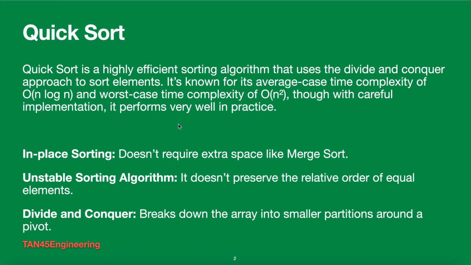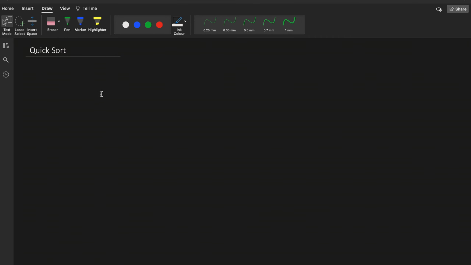What is a pivot? I'll go through it with an example. Let's say we have 10 7 8 9 1 5. Each time, quicksort picks a pivot. Let's say it picks 8 as the pivot. That means 8 will be here.